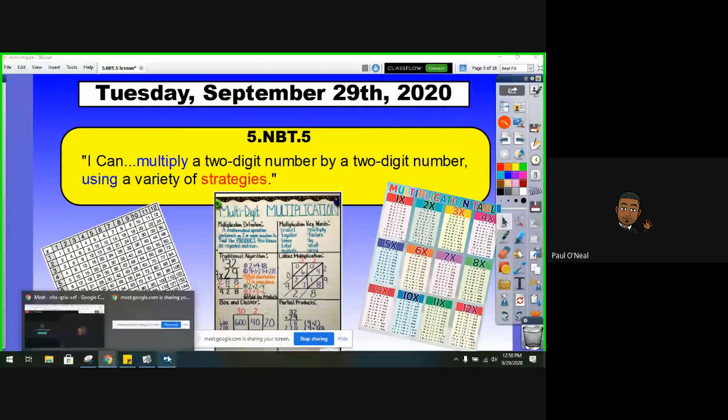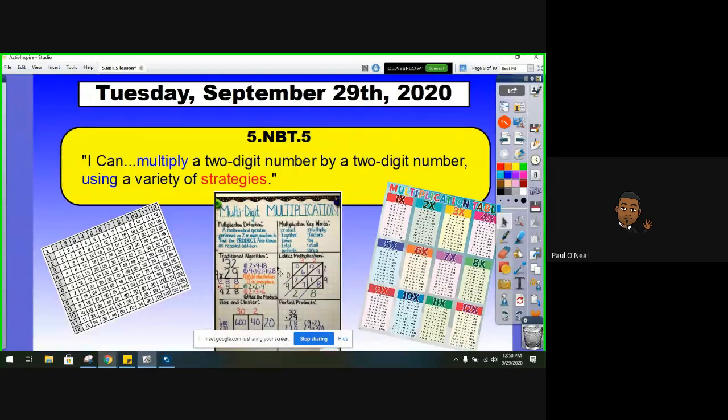All right, so of course we have our 5.NBT.5. That's what we're going to talk about today. Being able to multiply a two-digit number by a two-digit number using a variety of strategies. And of course, the strategies we're really going to focus on is the box method, which is also known as the area model, as well as the partial product. Okay.